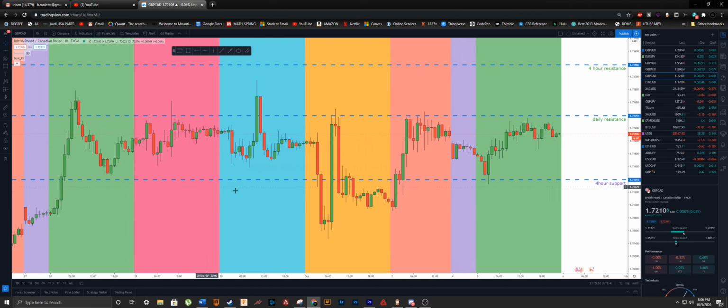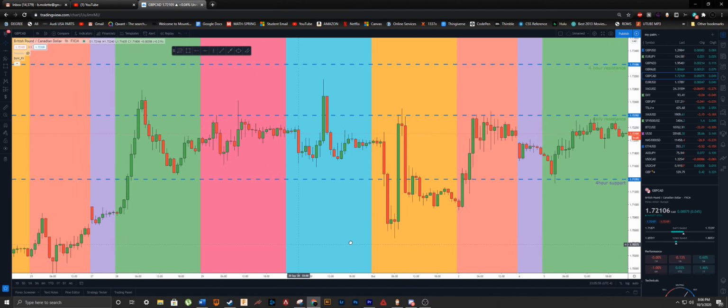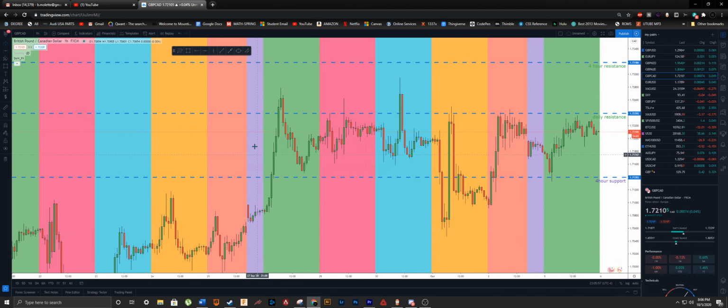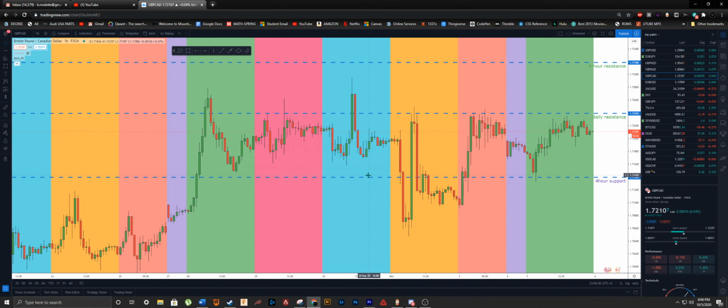As far as indicators, the only two things I really use currently are my day of the week indicator here. What pair am I on? GBP CAD. So I basically have my Sundays purple. I don't necessarily memorize the colors of the other days, but I make them all contrast with each other so that I can see Sunday, Monday, Tuesday, Wednesday.